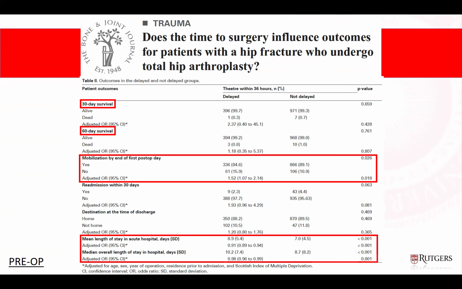So this was a study published in the Bone and Joint Journal in 2023, actually a couple months ago. It was a retrospective cohort study using data from the Scottish hip fracture audit. There were 1,375 patients who underwent total hip for hip fracture. They used 36 hours as their cutoff between delayed and not delayed, showing no difference in 30 or 60-day survival.